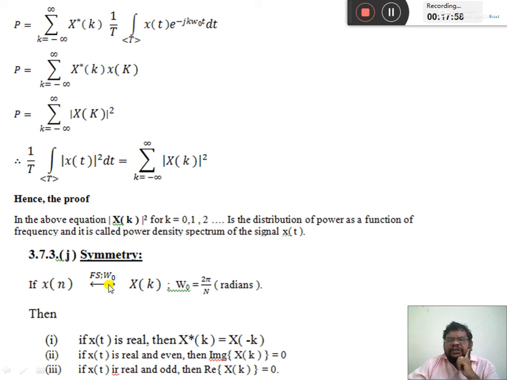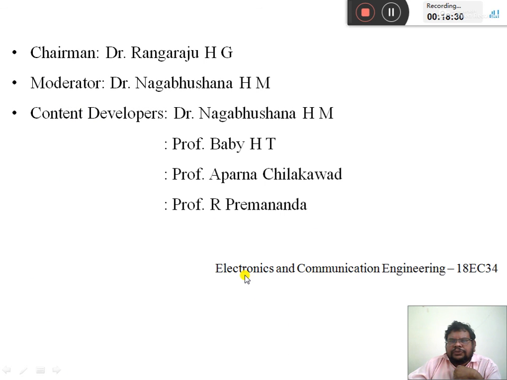Next is the symmetry property. For discrete time, we have to represent x of t by applying the Fourier series with respect to omega naught. In terms of x of k in the frequency domain, if x of t is real, then x conjugate of k is equal to x of minus k. If x of t is real and even, then the imaginary part of x of k is equal to 0. If x of t is real and odd, then the real part of x of k is equal to 0.